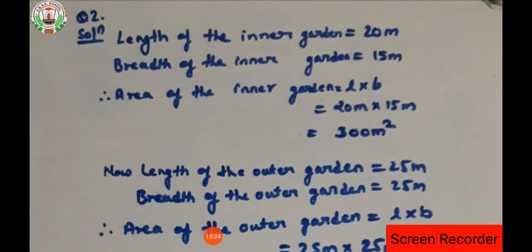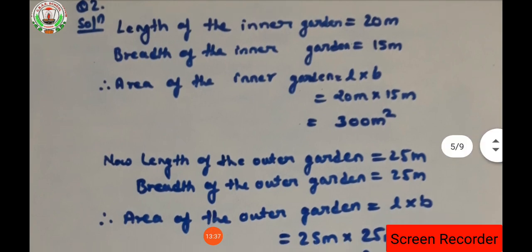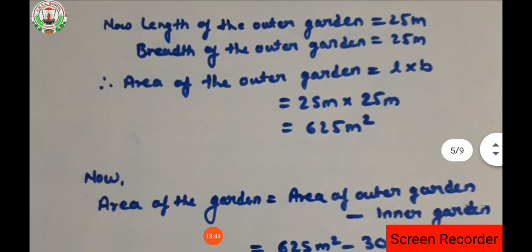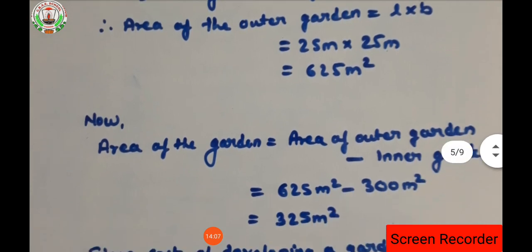So what will be the area of the inner garden? That is length into breadth. So 20 meter into 15 meter will be 300 meter square. Next, the length of the outer garden. The garden has two boundaries, isn't it? The length of the outer garden is 25 meter. The breadth of the outer garden is given as how much? 25 meter. So what will be the area of the outer garden? That is length into breadth. So 25 meter into 25 meter will be 625 meter square.